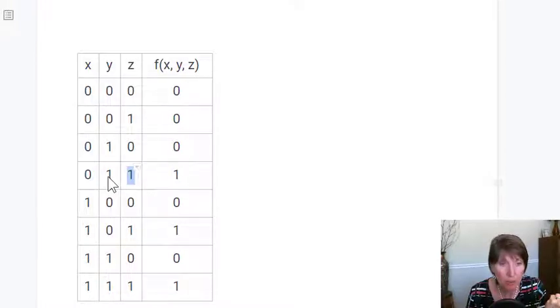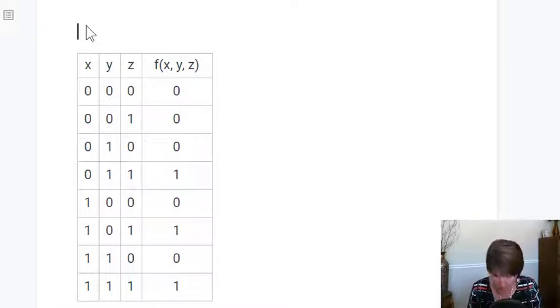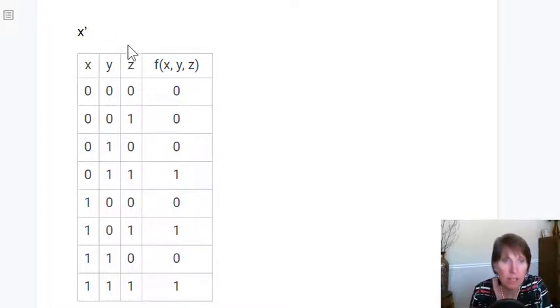So this is a term right here. And so we do a product and we include each of the input variables. In this case, it's going to be the complement of x. So I write that with x and a single quote, times y times z, because there's a one in y and a one in z. So there's the first minterm.